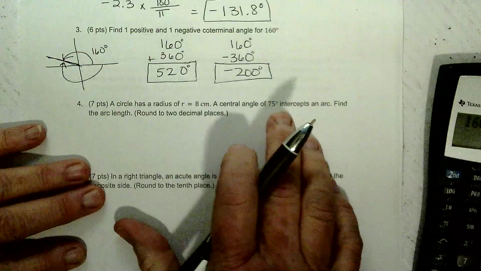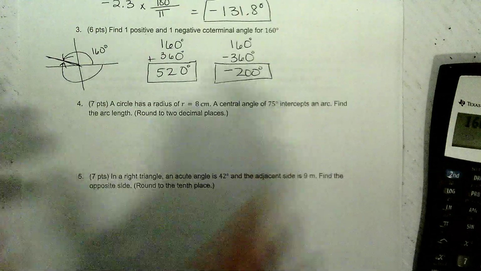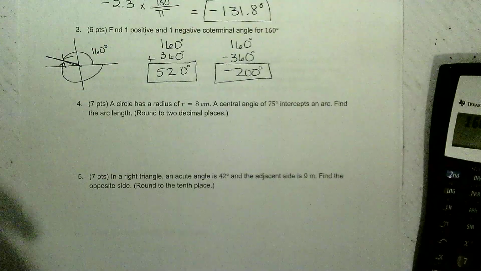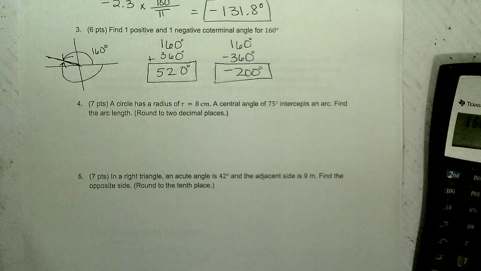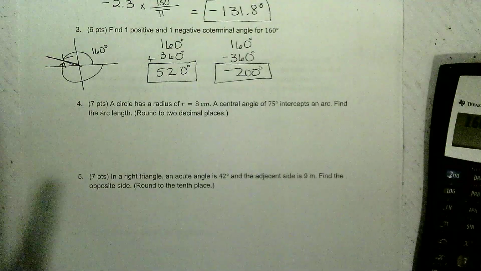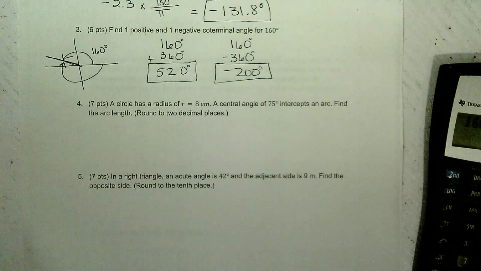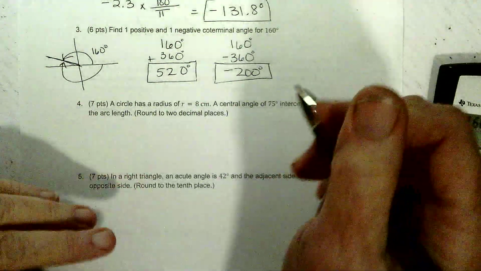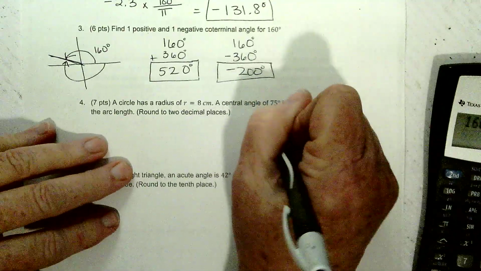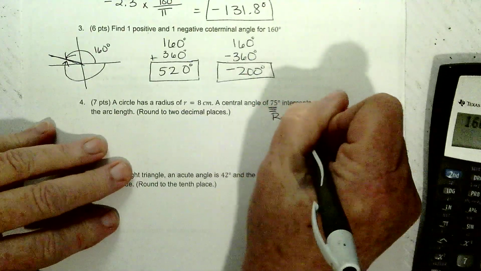All right. A circle has a radius that's 8 centimeters. A central angle of 75 degrees intercepts an arc. During the review day that we covered this, I made sure that I didn't just have you do one with degrees, I also had you do one with radians, which is what I gave on the review. We also did one with degrees, and whenever we did that, I told you that the angle has to be in radians when you're doing this.